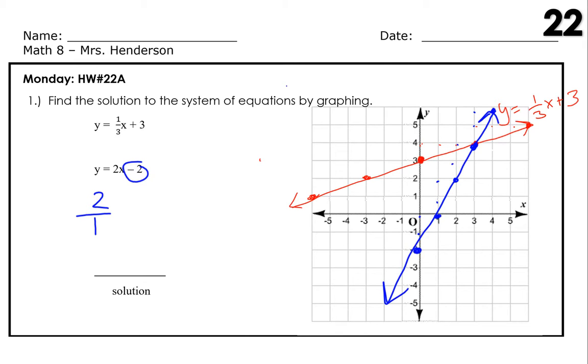I'm going to label the blue line down here. And now I'm going to name that intersection point. So that intersection point is here, and it is the coordinate pair of 3, 4.